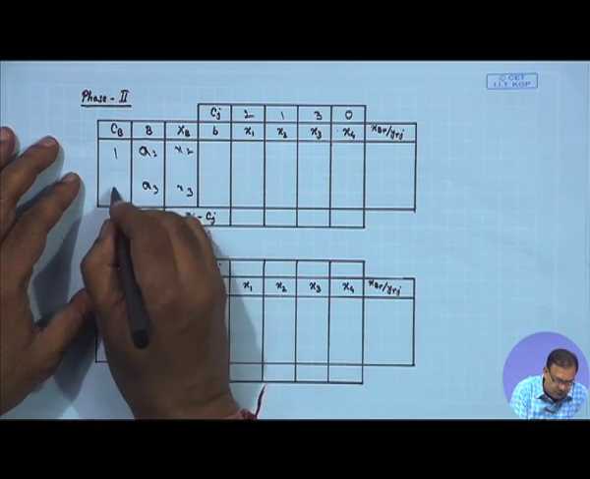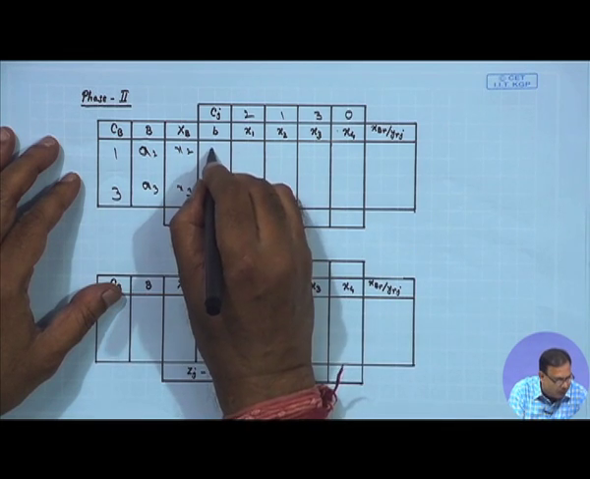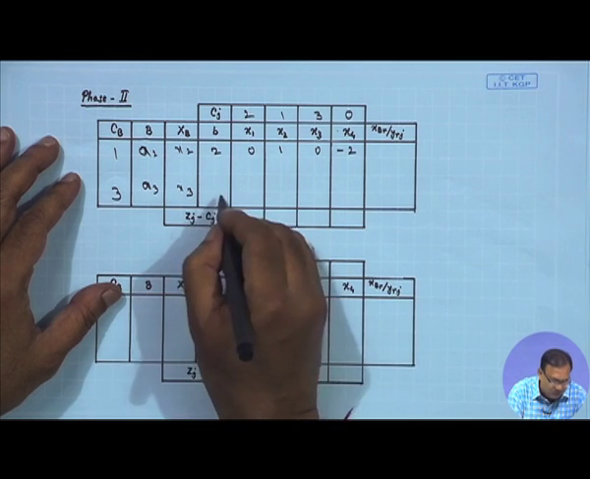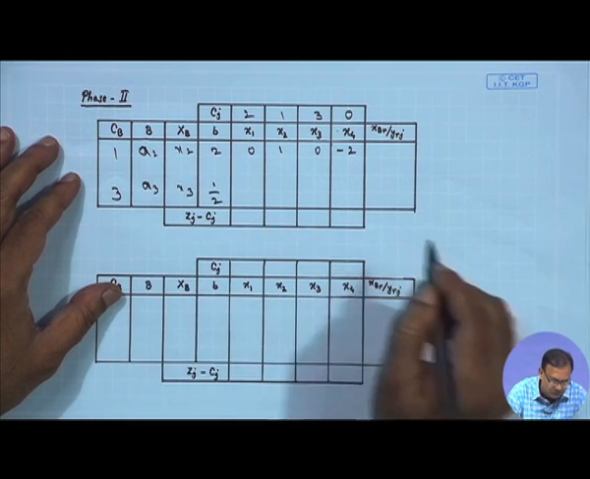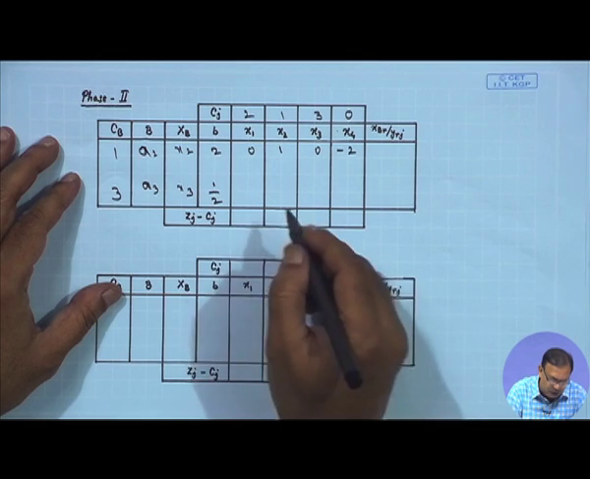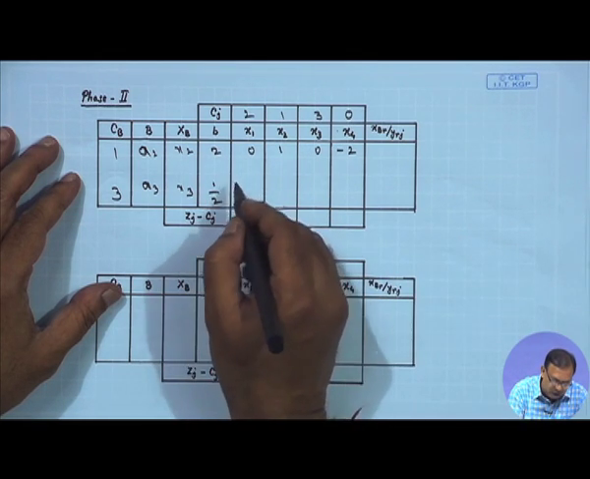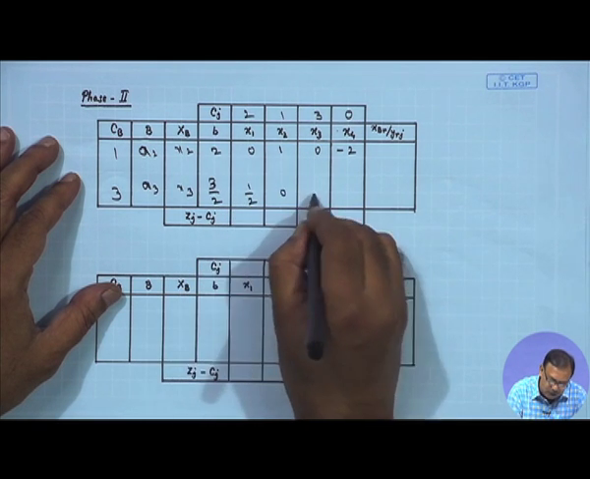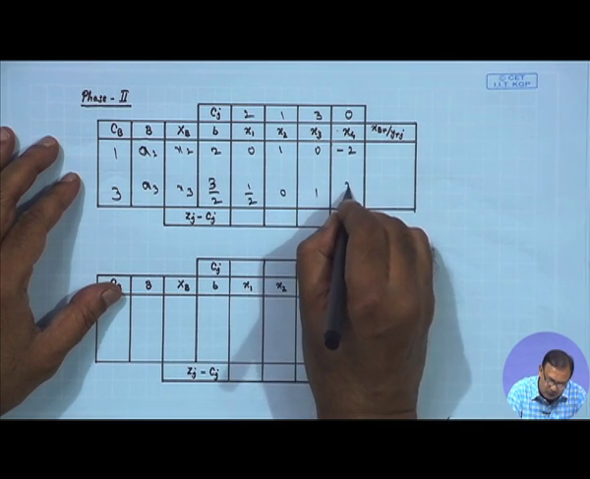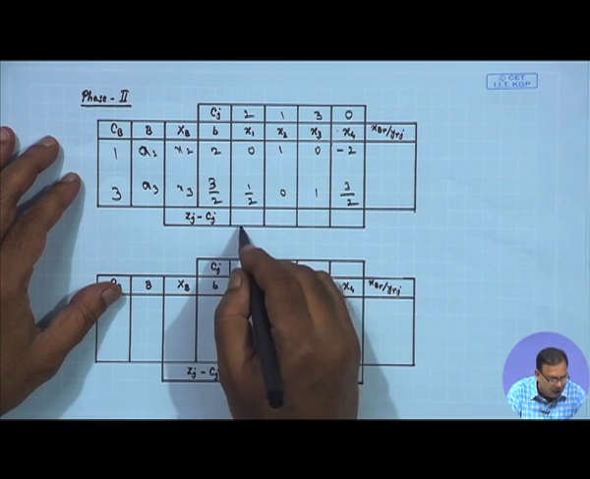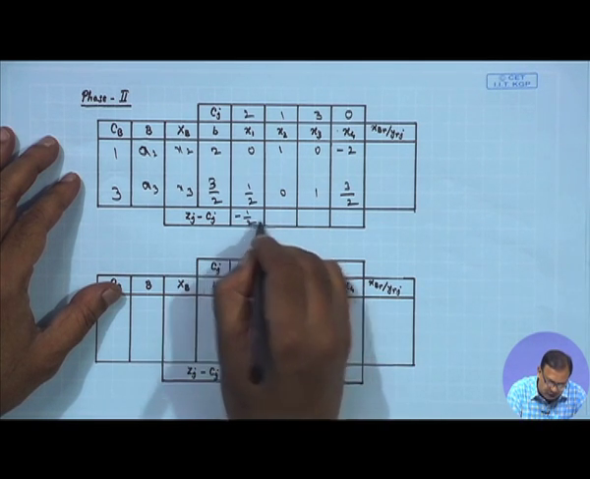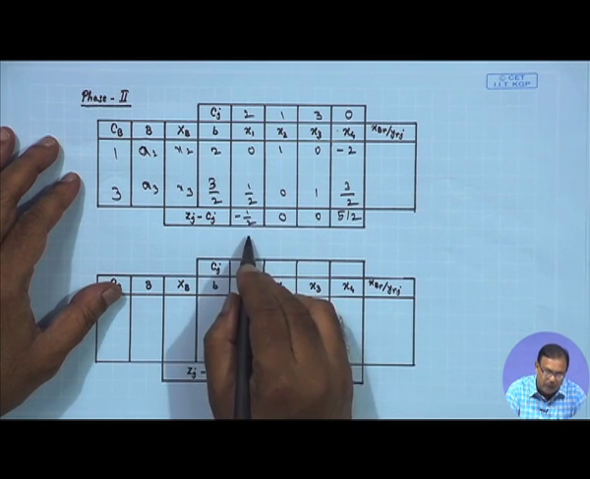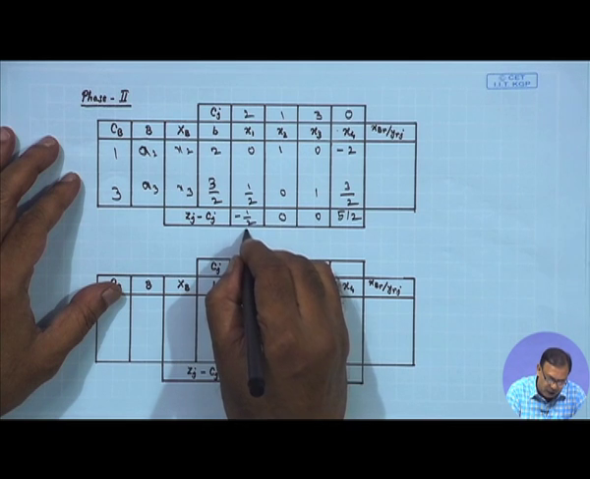So CB values will be 1 and 3. I am writing these: 2 0 1 0 minus 2. This will be, sorry, this is 2, this will be 3 by 2, half, 0, 1, 3 by 2, whatever was there in the earlier table. If I now calculate zj minus cj, I will find that it is coming 5 by 2. zj minus cj less than 0, one negative is there.